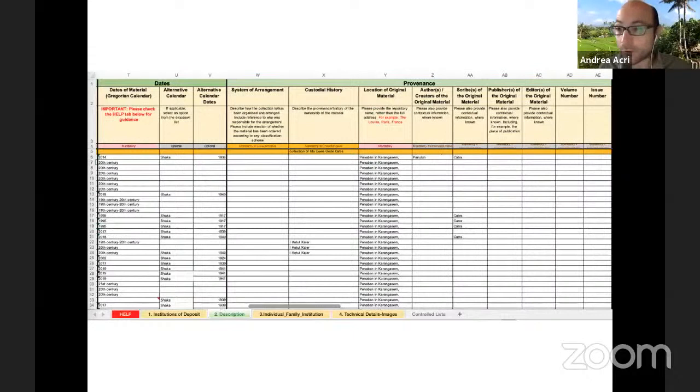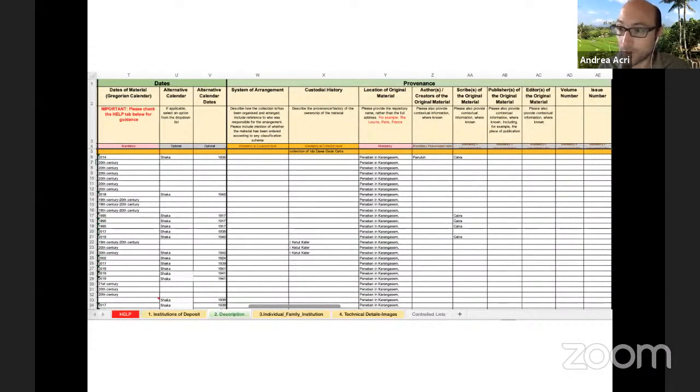Now the problem of the authorship is that many of such texts are anonymous, so we don't know the authors. We have to leave them blank. Sometimes we don't know the name of the scribes either. But this is, as you can see, very detailed. So this is, I think, a very good standard of metadata, because it is very complete.